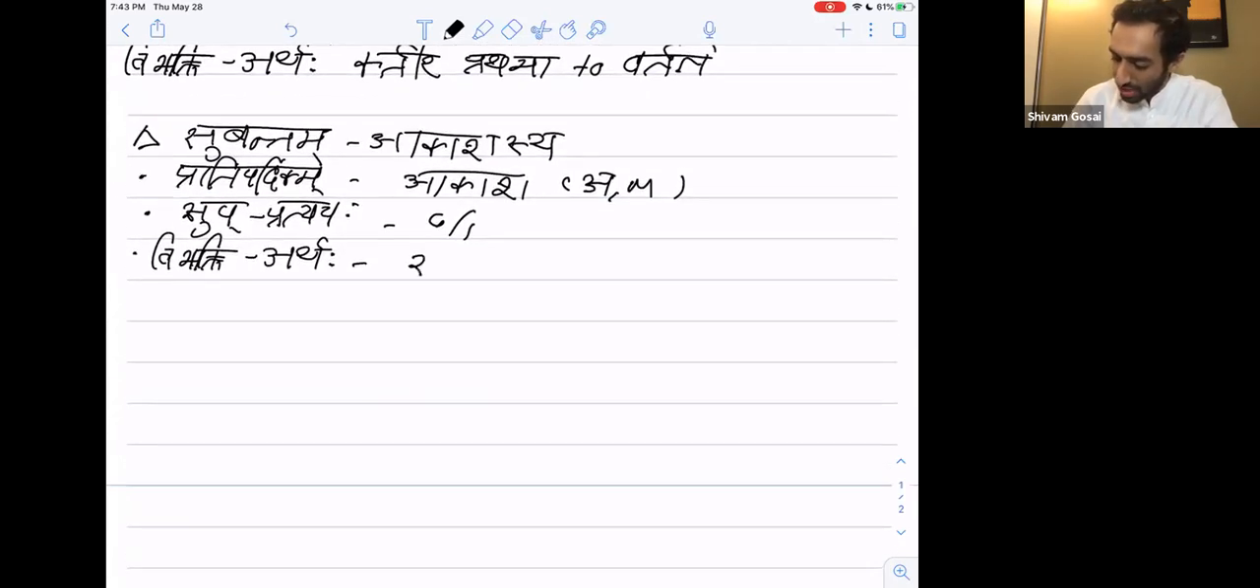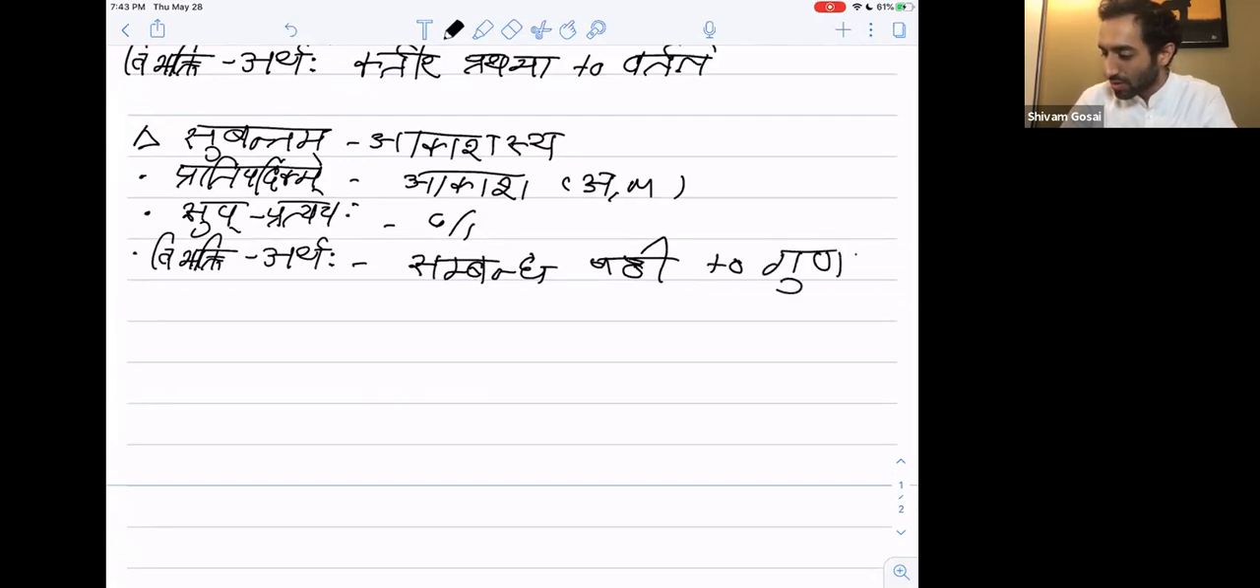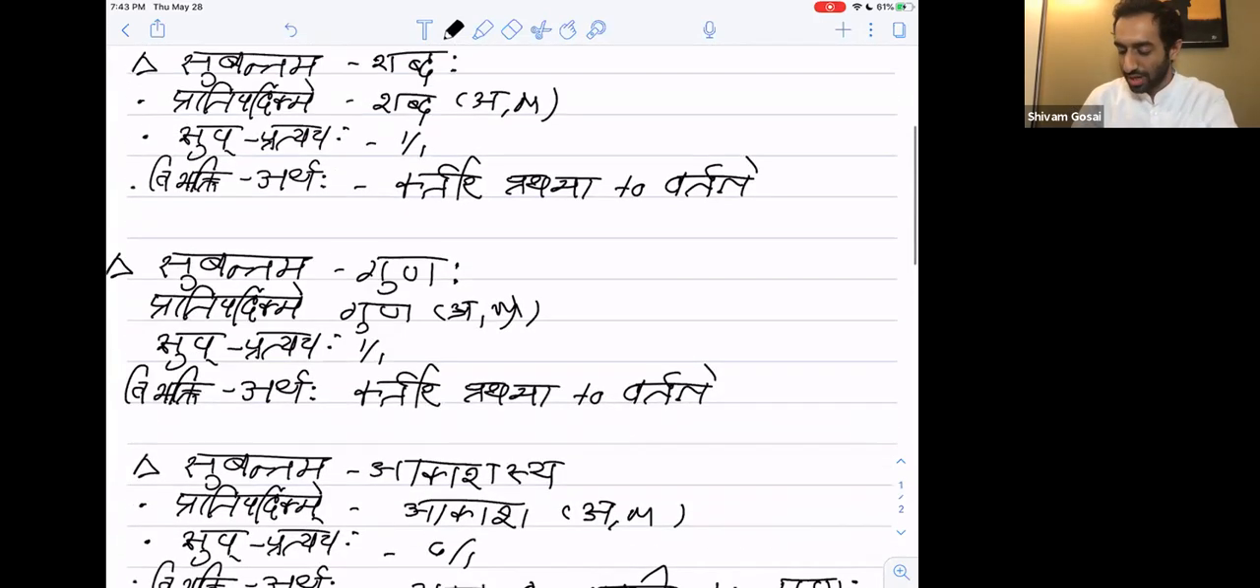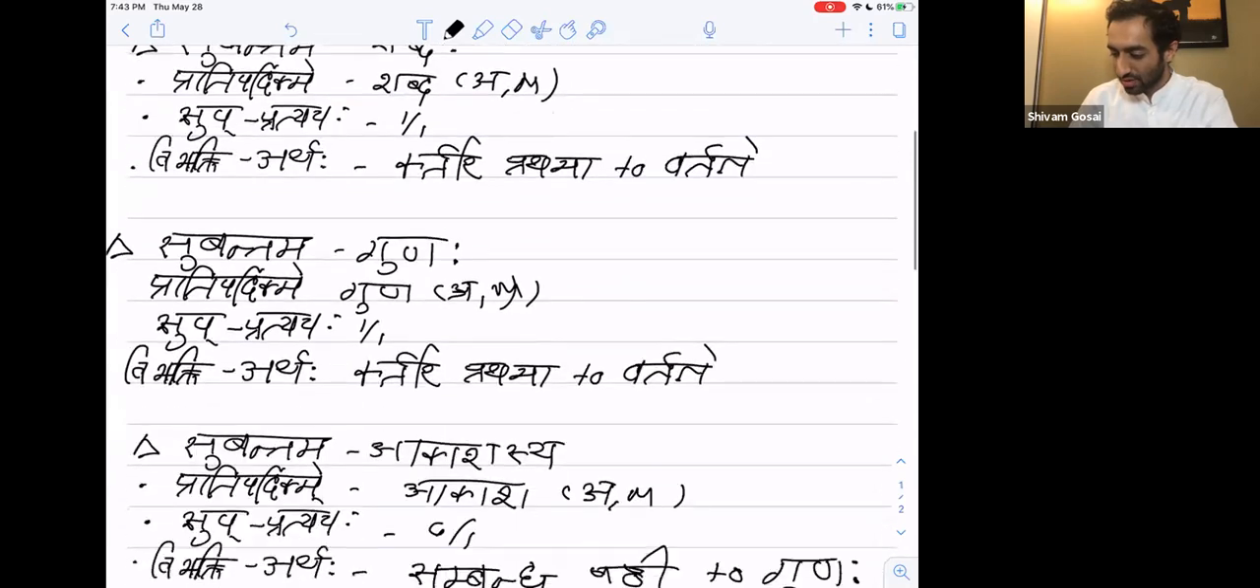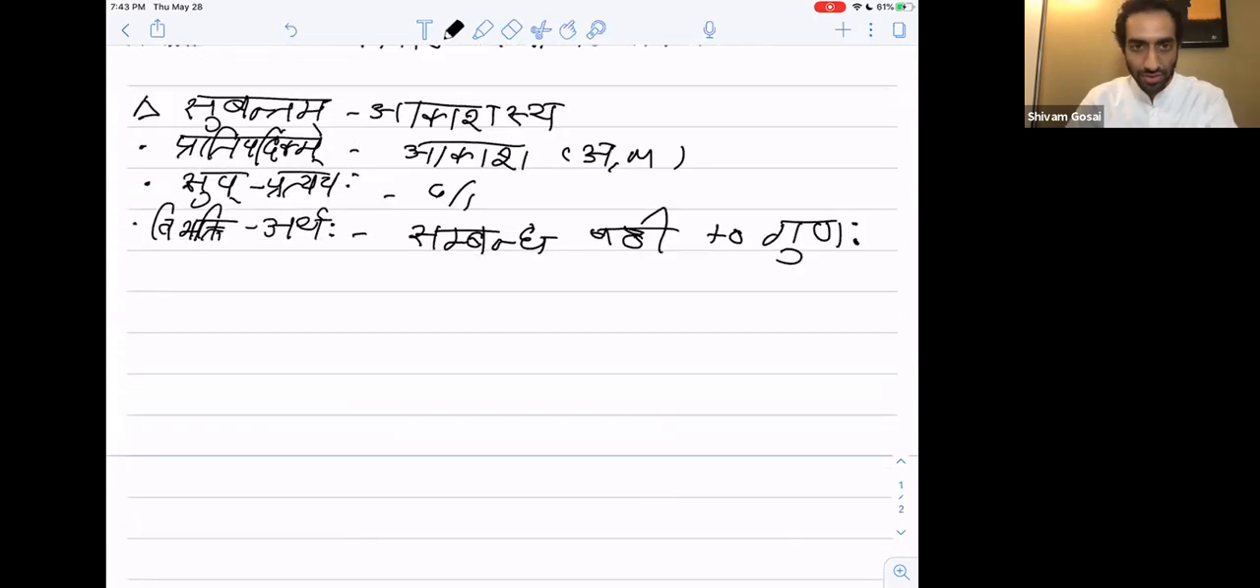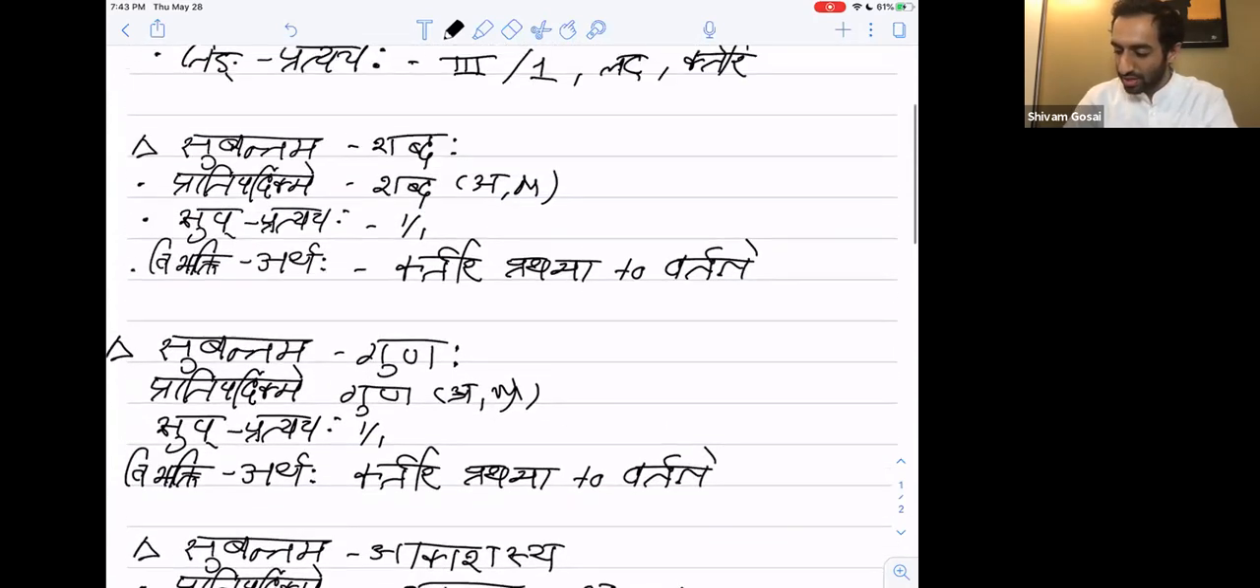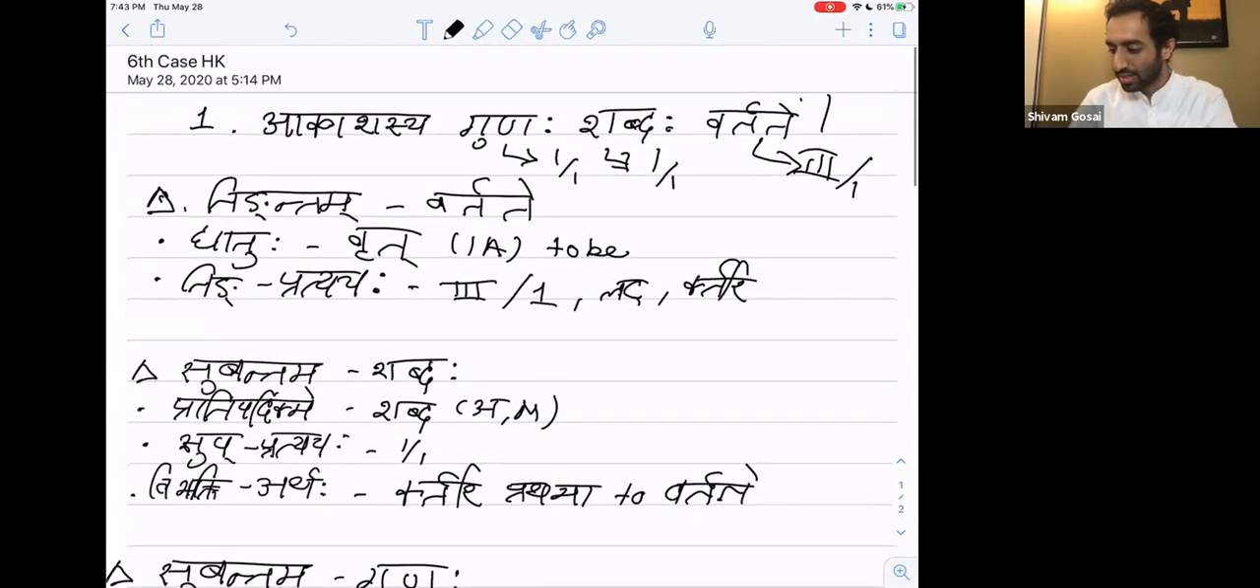So we're going to say sambandha shashti. And this is to the word gunaha. Okay, so sorry, I'm going too fast. Sambandha shashti to gunaha.